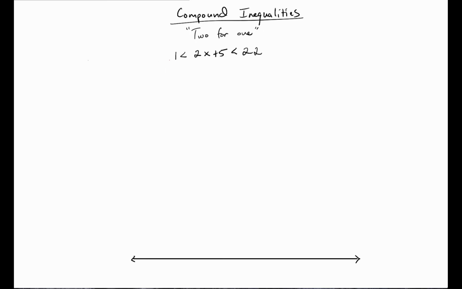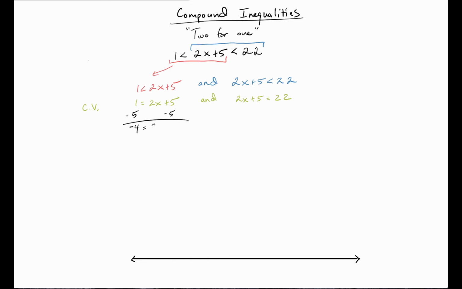Now, let's talk about compound inequalities. A compound inequality is just an inequality with more than one statement. Here we have this long expression that really just means that 1 is less than 2x plus 5 and 2x plus 5 is less than 22. So we're going to have to find our critical values for both of those expressions, realizing that they combine together to make the expression that we're working with.